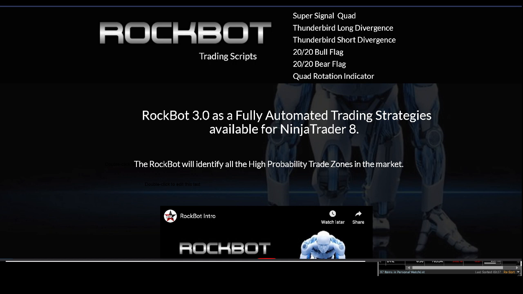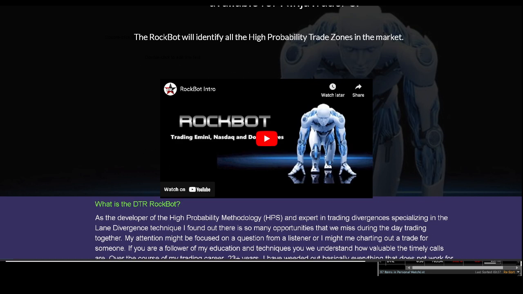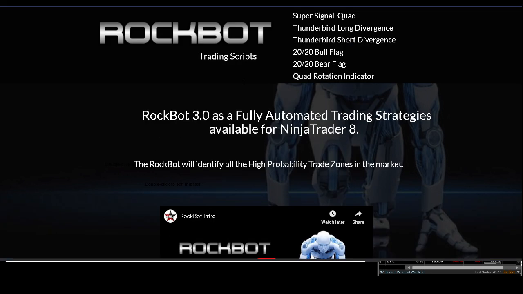You could actually go to the site. The link will be posted, so you could look at the information that I'm showing you right now. Basically, what we call the RockBot is a set of scripts that works on the NinjaTrader 8 platform. That means you need to have the NinjaTrader 8 platform to run these scripts. A lot of people do. This is built on the NinjaTrader platform. I am working on it for the TradingView platform, so I expect that to be coming also.